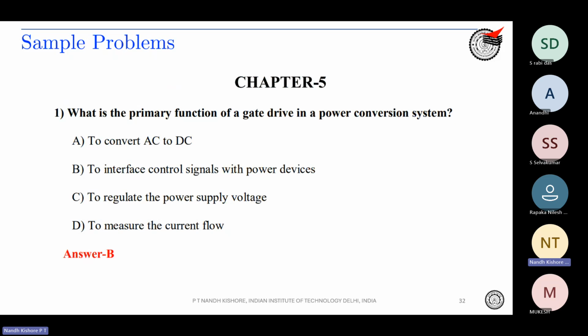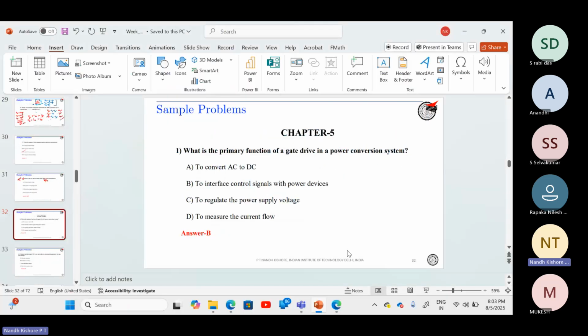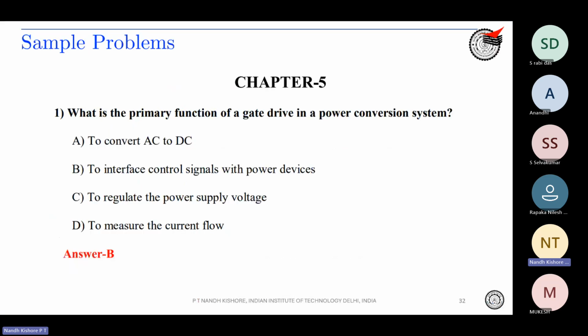Right, but you did study about gate drivers, right? Do we have time for a set of 5 more questions? I'll just go ahead and we'll wrap it up by around 8:10 or before that.